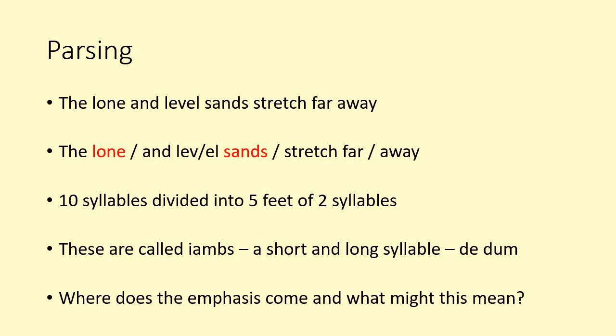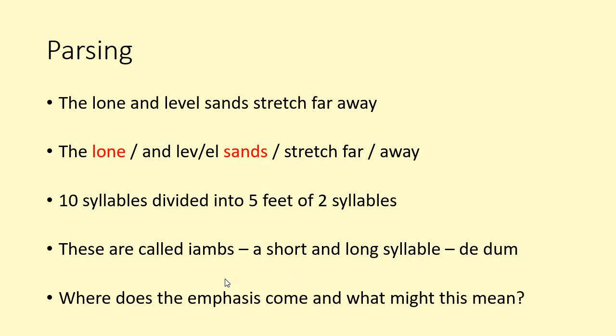And remember, pentameter stands for 5, and the iamb is a unit, a foot is how it's described, of 2 syllables. So to give you an example here, if we look at how we break this down, the lone is 2 syllables, and lev 2 syllables, el sans 2 syllables, stretch far 2 syllables, away 2 syllables. So the lone is a foot, away is a foot. They're feet of 2 syllables. And they're called iambs, a short and long syllable, da-dum.